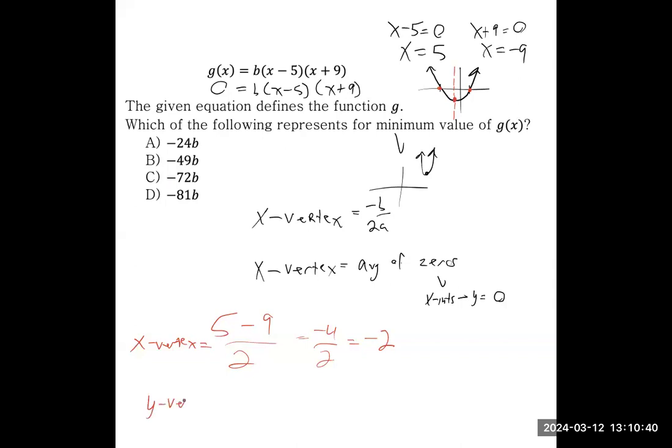But if we're looking for the y value of the vertex, that means we're plugging in negative 2. So the fancy way to say that is f of negative 2, or g of negative 2, since it's a g of x. This function is called g of x, not f of x. So that's going to be b times negative 2 minus 5 times negative 2 plus 9. So b times minus 7 times positive 7, and it's negative 49b, which is answer choice B in this question.